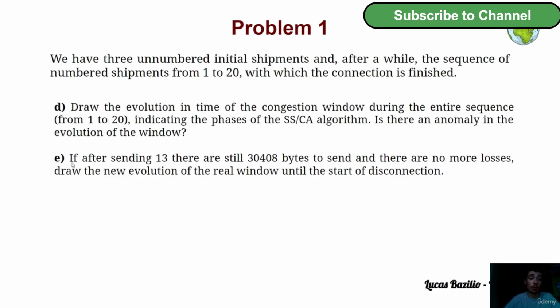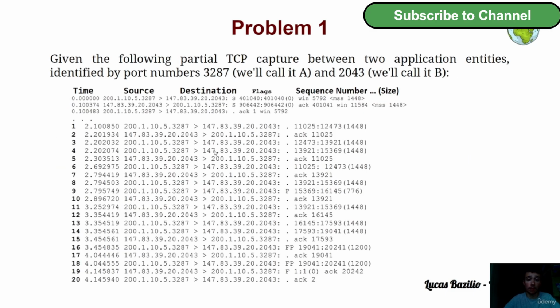And the final question of this problem 1, the question E, states, if after sending the packet, the frame 13, there are still 30,408 bytes to send, and there are no more losses, draw the new evolution of the real window until the end of this connection. Okay, so this is the problem 1, and as we have mentioned, we're going to solve only the question A in this lecture.